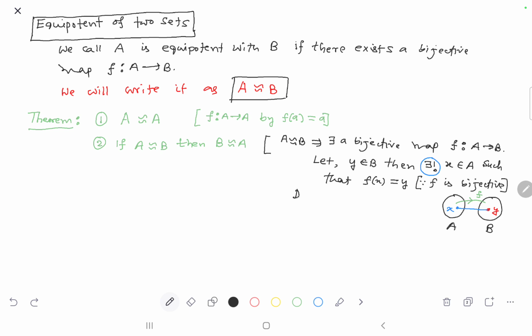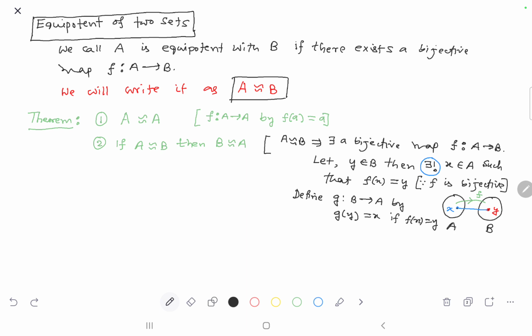So define g from B to A by g of y equal to x if F of x equals y. Got it? We send y to x. How do we get x? We always have an x such that F of x equals y, because F is an injective and surjective map from A to B. So we can check this map is a bijective map.